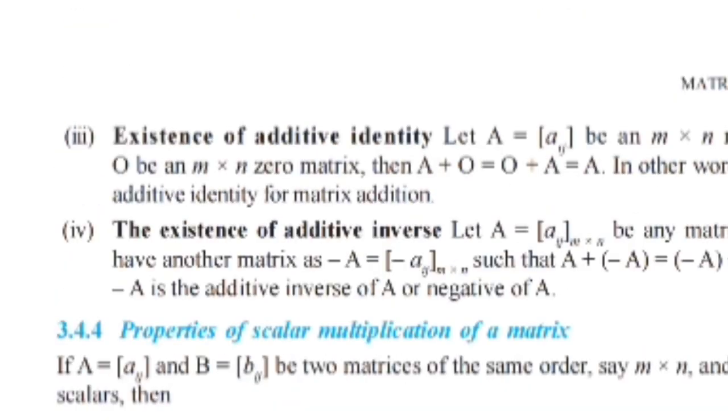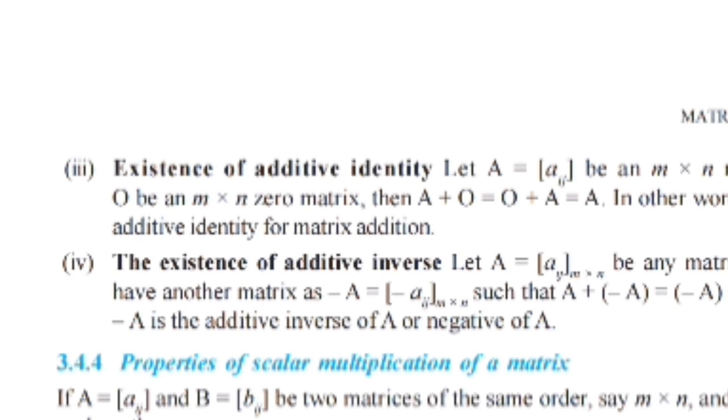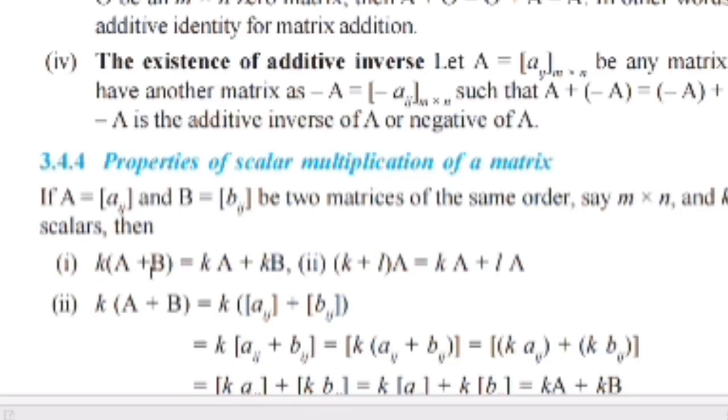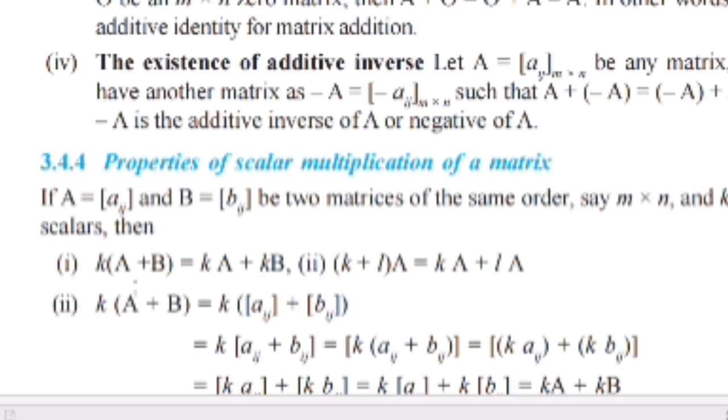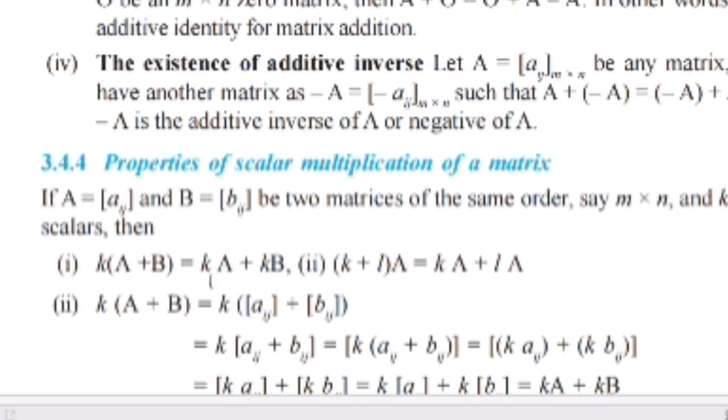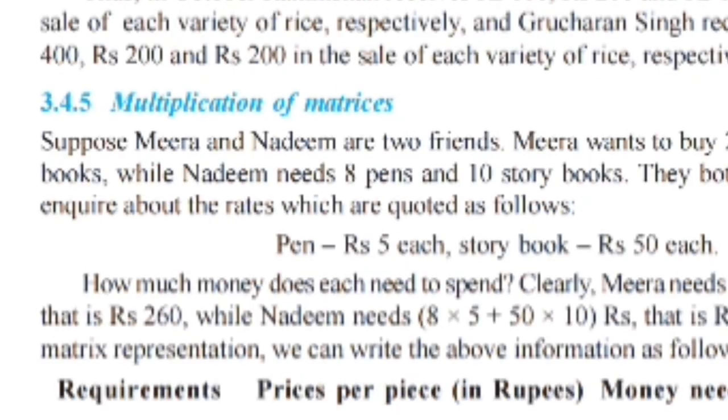Properties of scalar multiplication of a matrix, that is K into A plus B. You can add the two matrices and then multiply by K, or multiply by K and then add. This is like normal real numbers. This property is true for the real numbers. Same thing here. So K into A plus B is equal to KA plus KB. Similarly, for two constants, K plus L into A is KA plus LA.